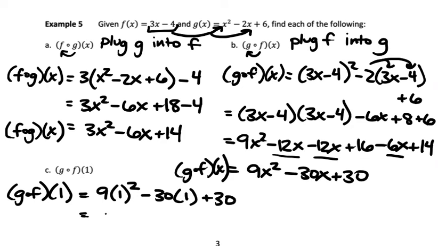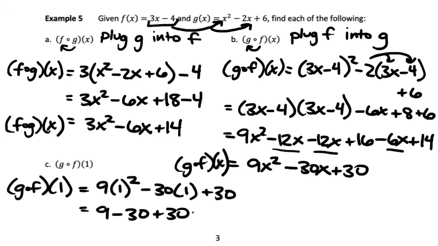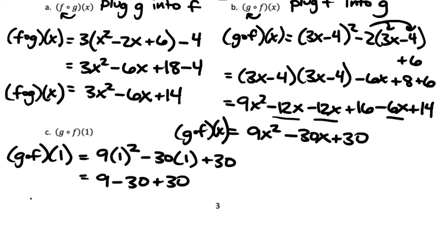9 times 1 squared is 9 times 1, which is 9. 30 times 1 is 30. So we have 9 minus 30 plus 30, which equals 9.